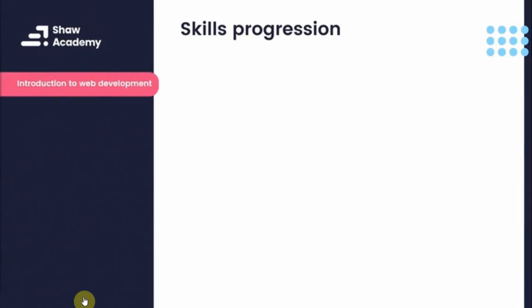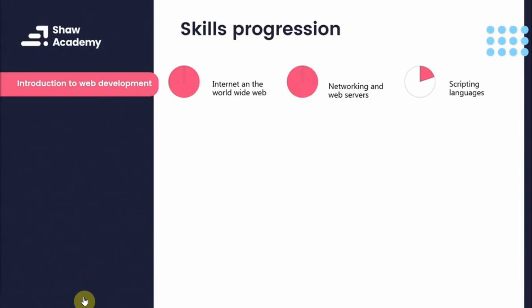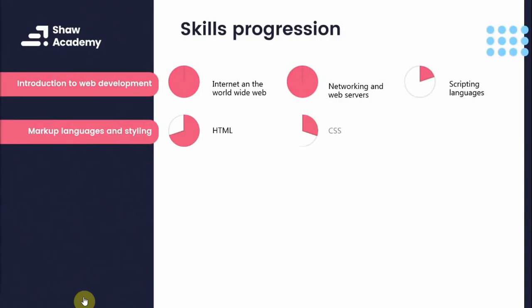Wonderful. Now, I hope you enjoyed that practical session. I think this is a good point for us to actually review our skills progression chart. So initially, we started off with introduction to web development, and for the most part, that is still where we are currently at. First, we had a look at the internet and the World Wide Web. We then moved on to networking and web servers from a theoretical perspective, and then we had a look at scripting languages for the web. As it stands, we are currently working with our markup languages as well as our styling languages, and this includes HTML, CSS, and the integration of HTML and CSS together so that we can build our front end.